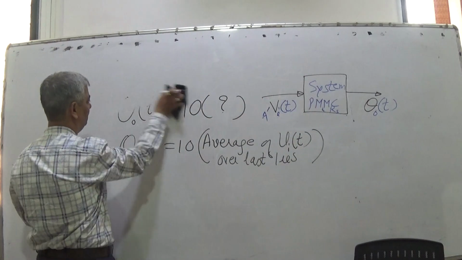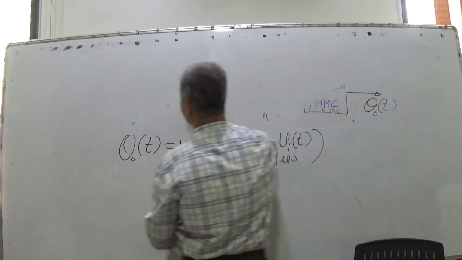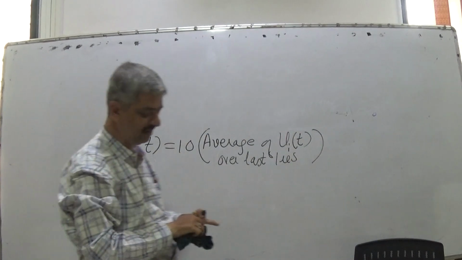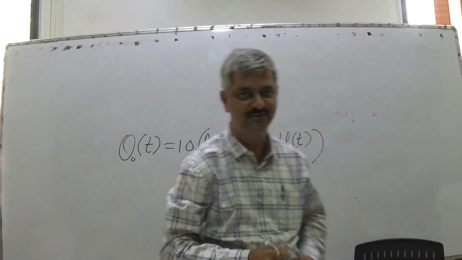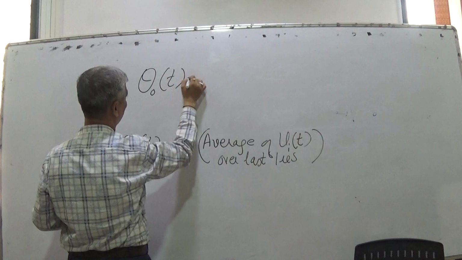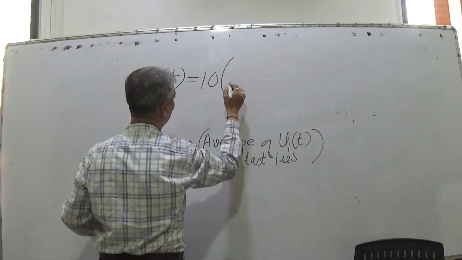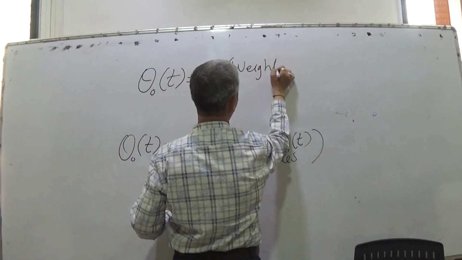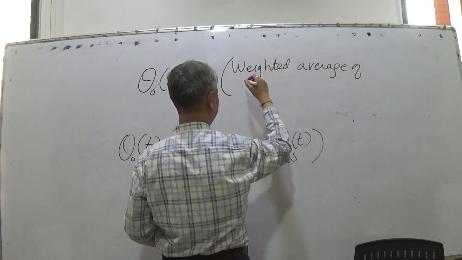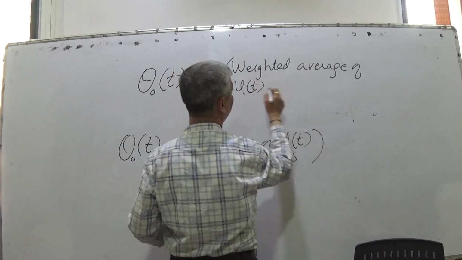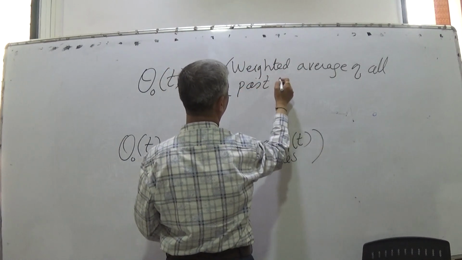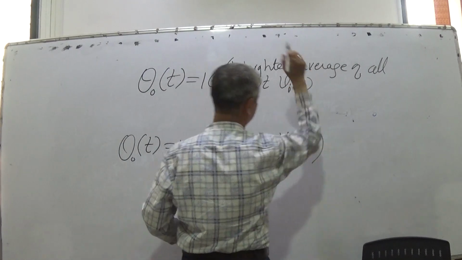This is applicable not only to a voltmeter, but to any physical system in the world. Let us say theta o(t) as a representative. Theta o(t) is equal to some constant, here 10, into a weighted average of all past V in(t), all past till the beginning.